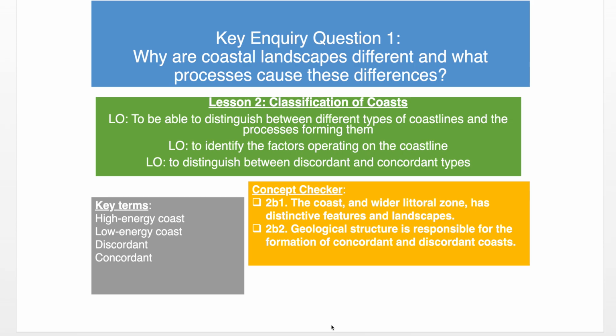So we'll be looking at how to classify a coast, and the key terms are: high energy coast, low energy coast, what a discordant or a concordant coastline is, and examples of discordant and concordant coasts from around the world.